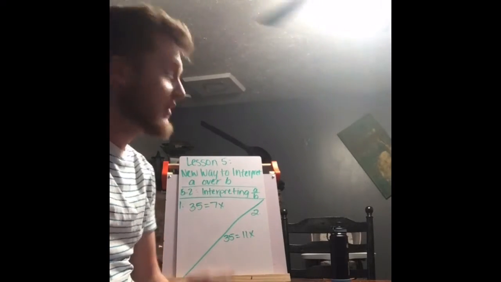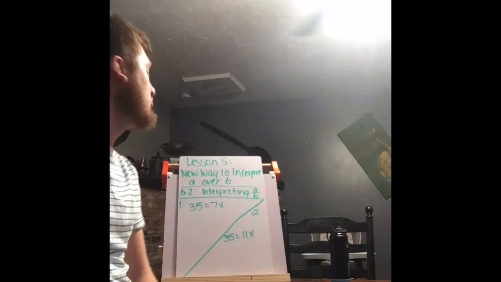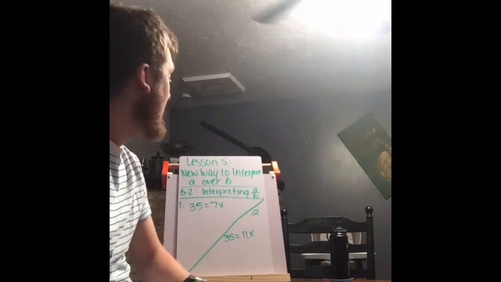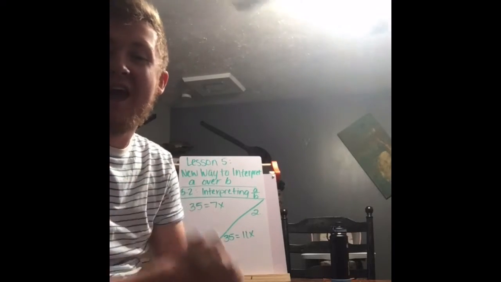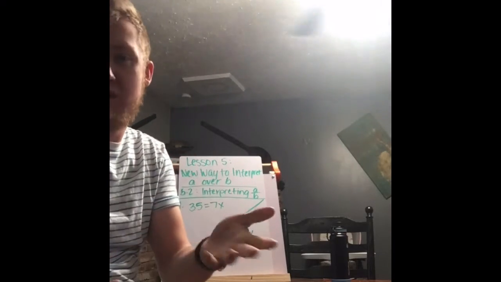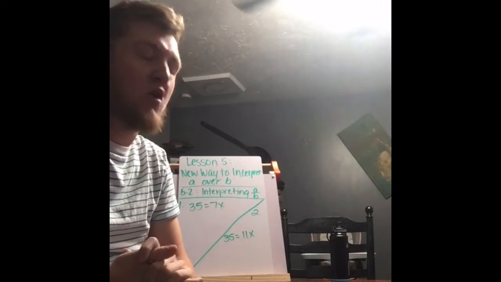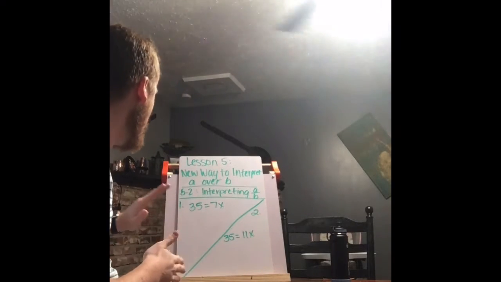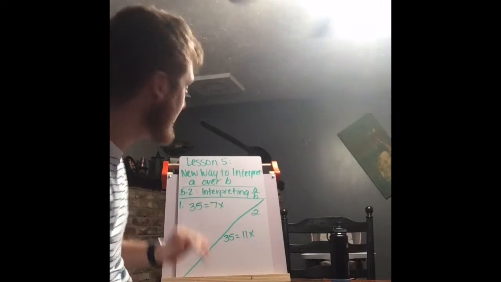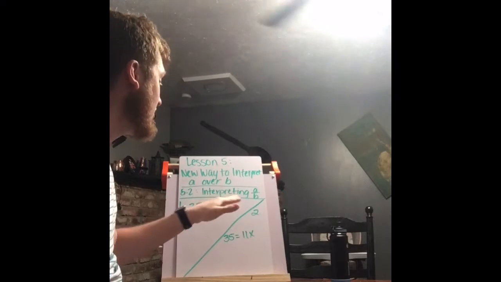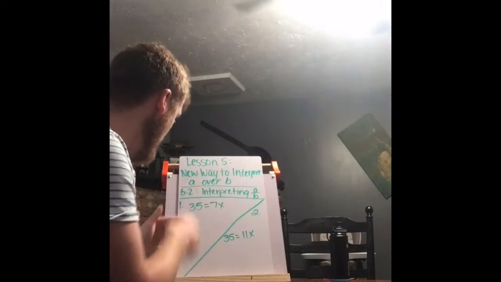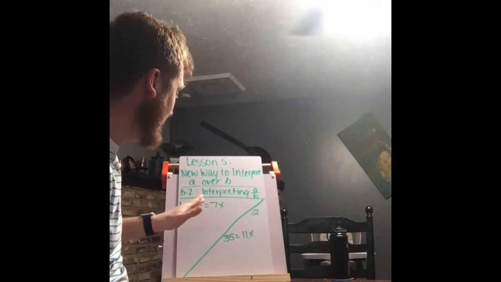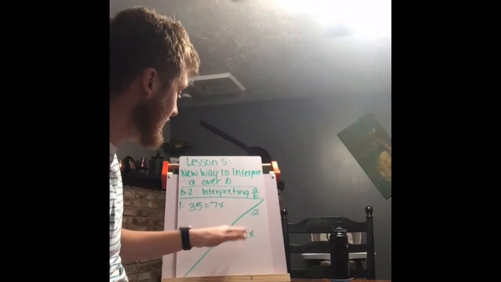What we're going to be working on today is lesson 5, which is a new way to interpret A over B, which is the same as if we were to have a fraction A over B. So we're looking at it as a division problem. I'm going to skip 5.1 and move right into 5.2, which is interpreting A over B. We're going to work on number 1 and number 2 of that, so that's 35 equals 7x, and then 35 equals 11x.